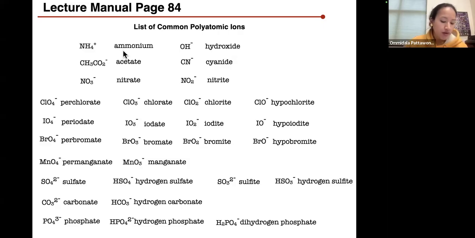One thing you can also recognize is the difference between ate and ite. Ate has more oxygen than ite. If you have more oxygen than ate, then the name contains the word per. If the compound has less oxygen than ite, then you add the word hypo. For example, chlorate: anything that has more oxygen than chlorate would be perchlorate. And chlorite has one less oxygen than chlorate, and anything that is less than ite, you're going to see the word hypo added to it.